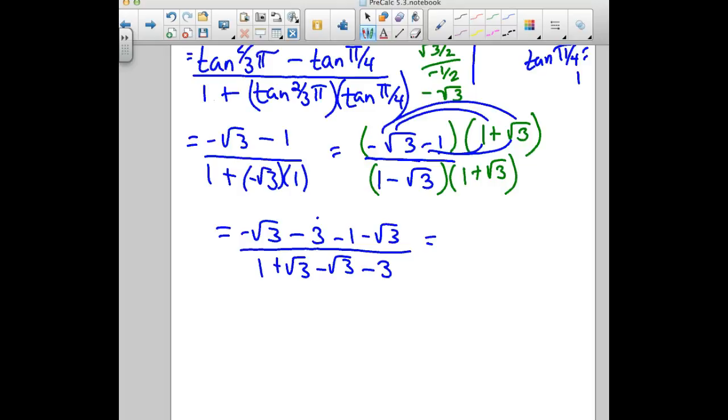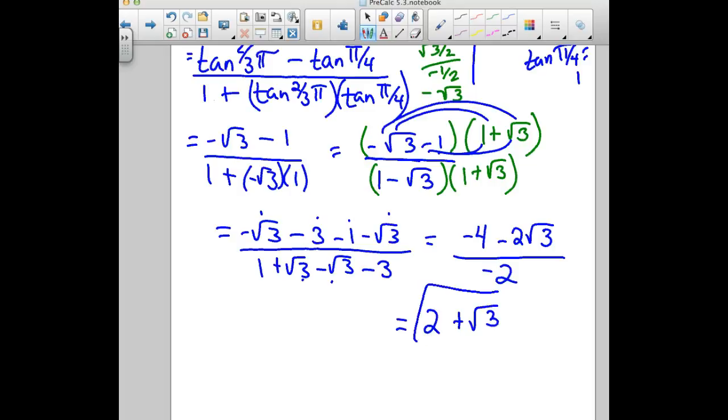All right, simplifying. We have a negative 3 and a negative 1, which gives us negative 4. We have a negative root 3 and another negative root 3, which gives us negative 2 root 3. On the bottom, these two are going to cancel out, and we have 1 minus 3, or negative 2. And then we can simplify that. Negative 4 divided by negative 2 is 2. Negative 2 root 3 divided by negative 2 is a positive root 3. And that would be our final answer.